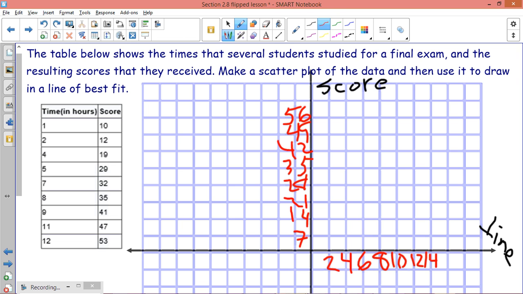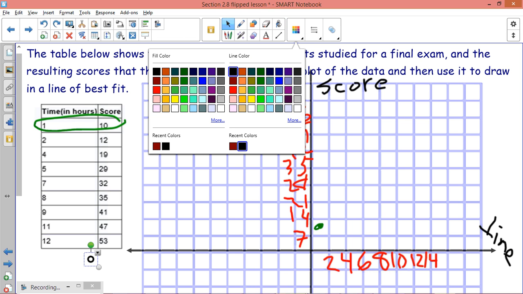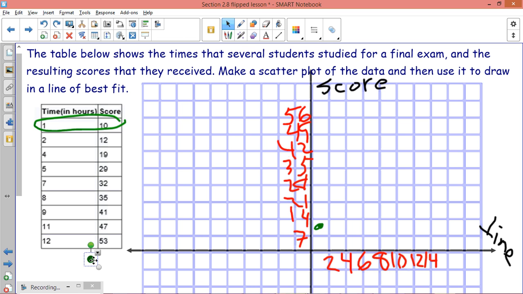Now I need to graph my data. I'm going to graph this first point, 1, 10. So I go over 1 on the time and up to 10. That's going to be right about here. Okay. The next one, you know what I'm going to do? I'm going to just create myself a little dot because I can do that clearer than I can do anything else. Fill it green. Okay, and then I'm going to infinite clone it. So the first point's going to be somewhere right about there.